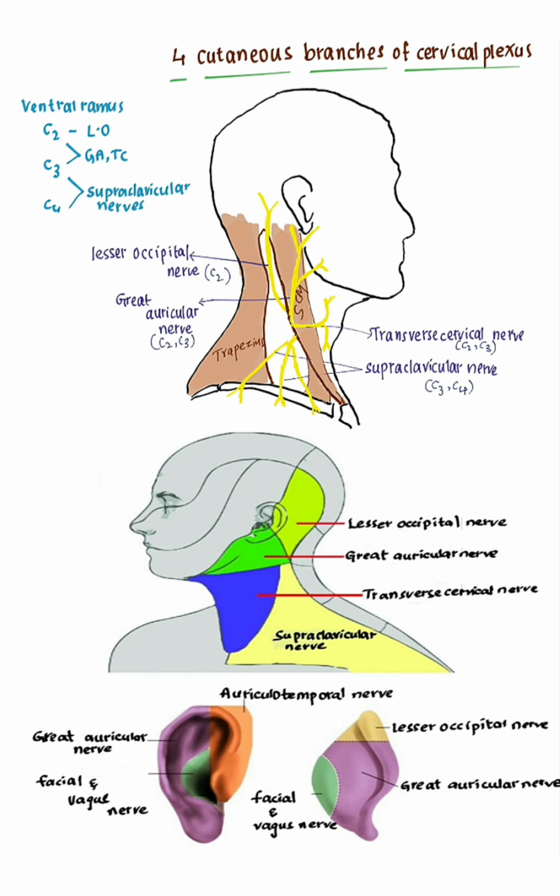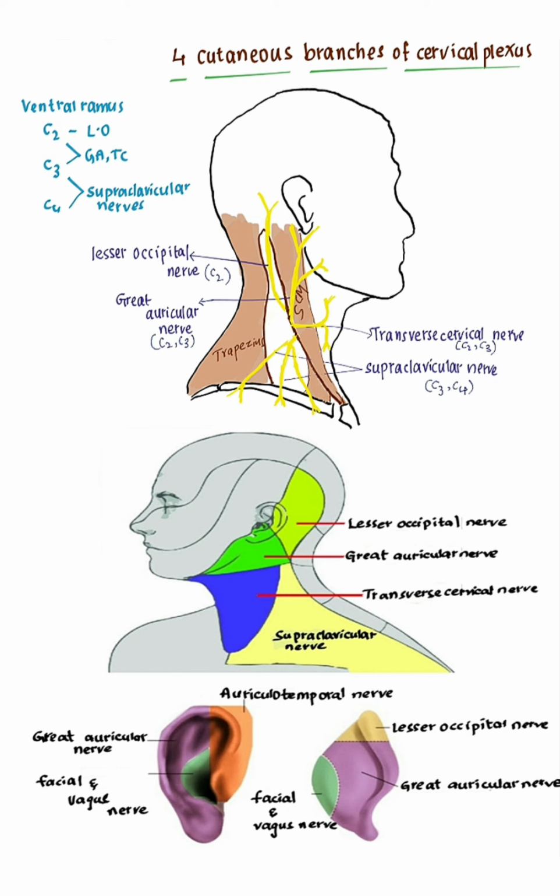Remember the names in this way. Occipital region: lesser occipital nerve, which supplies the lesser part of the auricle. Great auricular nerve supplies the greater portion of the auricle. Transverse cervical nerve goes transversely. Supraclavicular nerve goes towards the clavicle and passes in front of it.